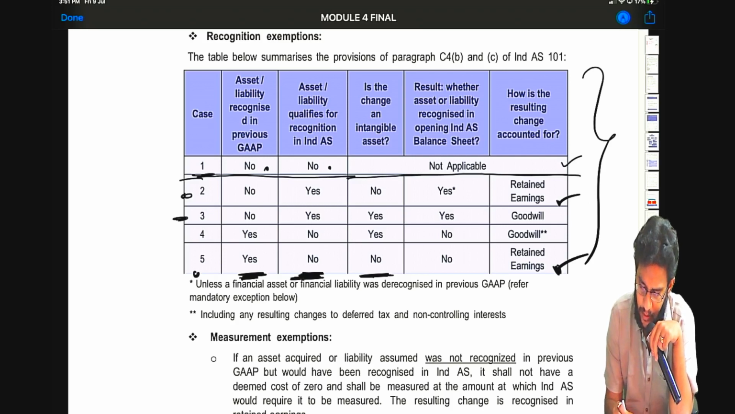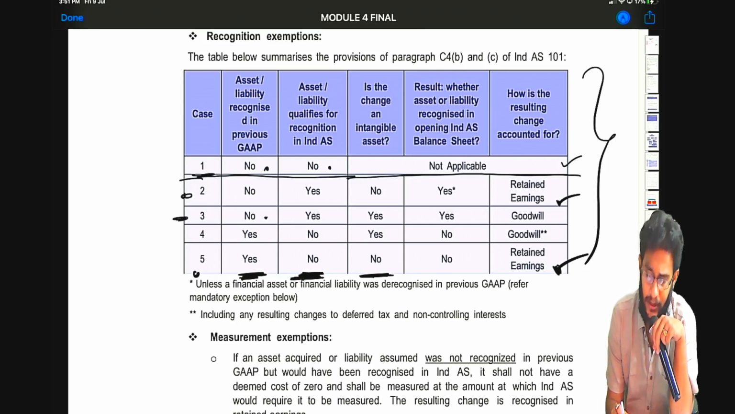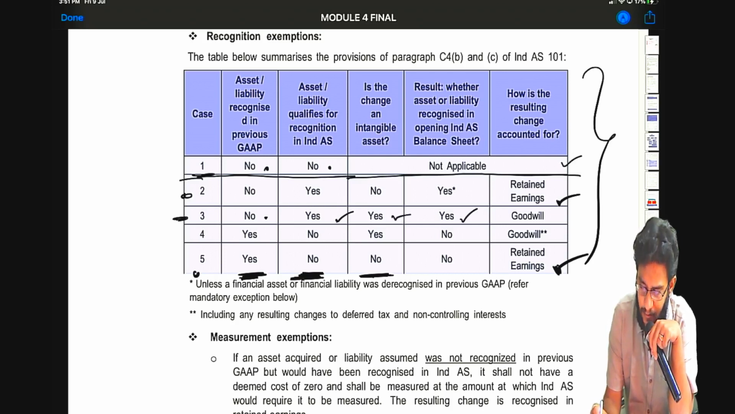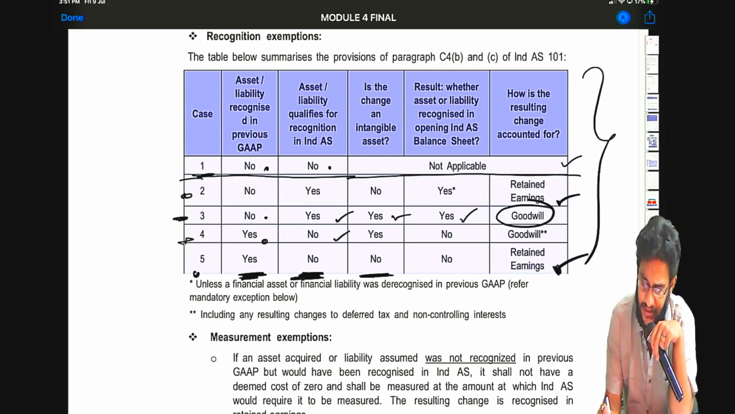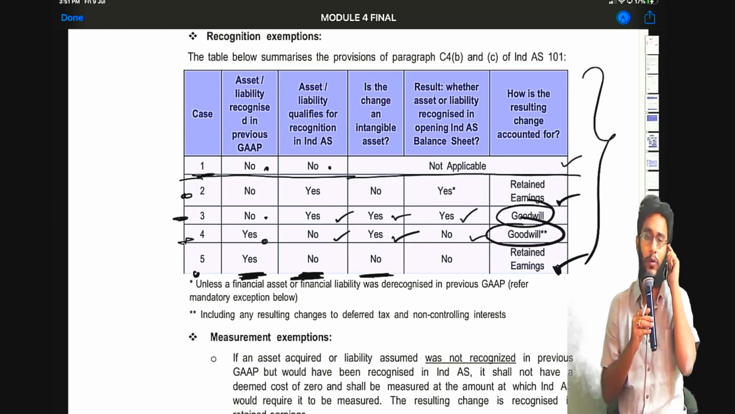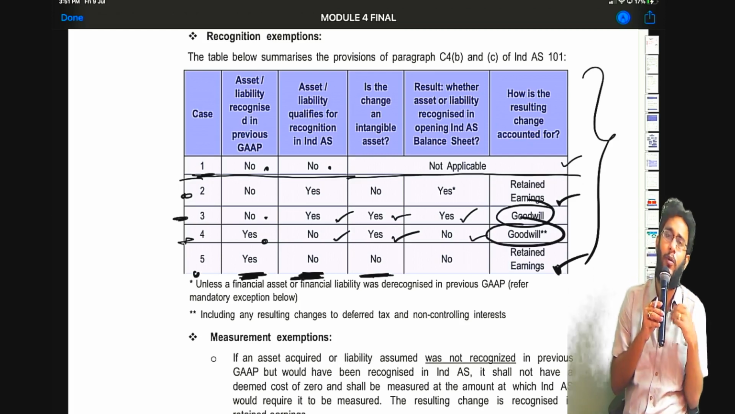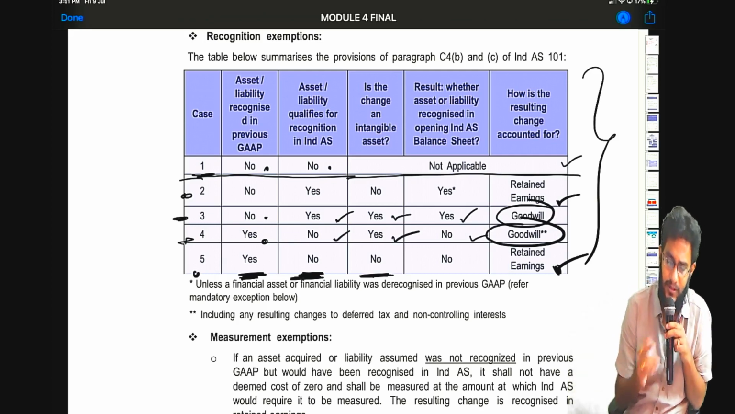Case 3. In the past there is no asset or liability, but now an asset has to be recognized, and that asset happens to be an intangible asset. In that case, you will recognize the asset, but the adjustment has to be given to goodwill. Similarly, in the past there is an asset, but you should be removing it right now. If such an asset happens to be an intangible asset, then you will remove it. Of course, you will not recognize it now. The corresponding effect must be given to goodwill. Sir, why should intangible asset impact go to goodwill or capital reserve? For that, the answer is very simple.